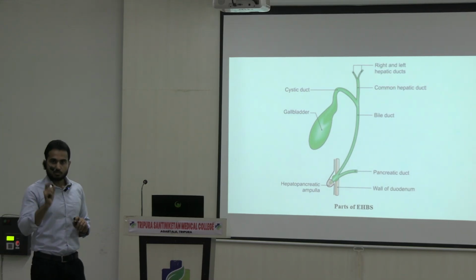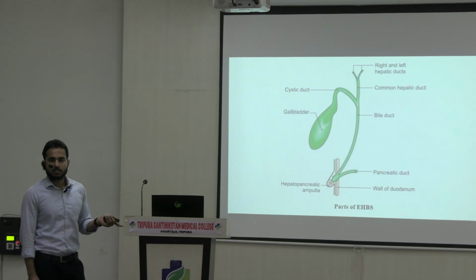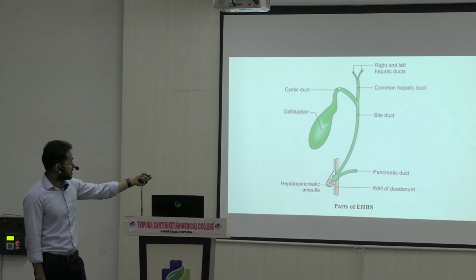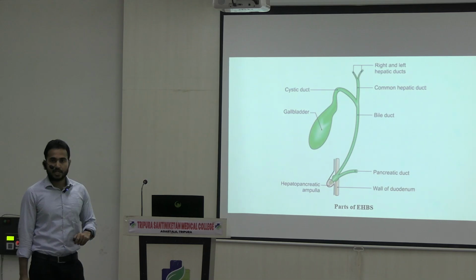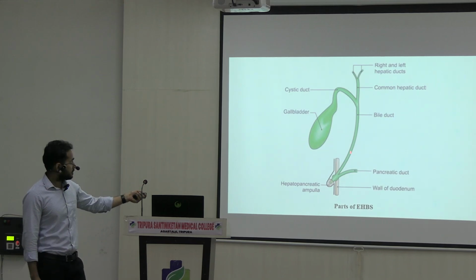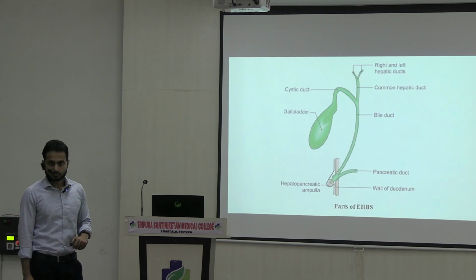Okay? Now this common hepatic duct is joined by which duct? Cystic duct. So this is the gallbladder. Now from the gallbladder you can see the cystic duct is arising. It will join with the common hepatic duct at an acute angle. Once it is joined, then what is formed? CBD or common bile duct. You can see this is the common bile duct, also called the bile duct.